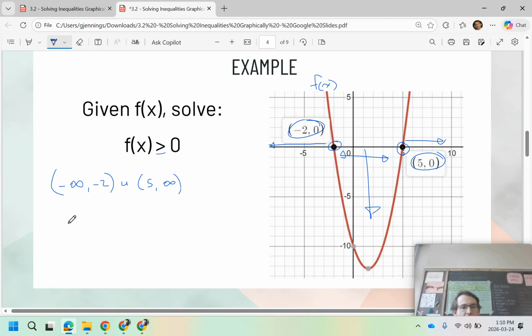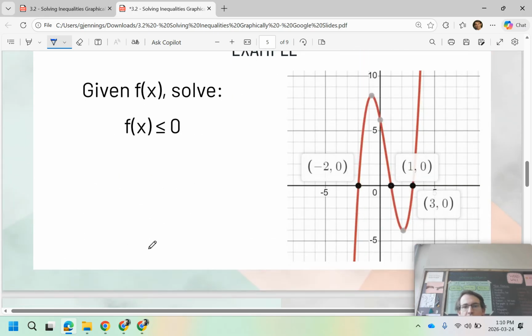If I were to say x is of the reals, and x is both, we could say x is less than minus 2, or, sorry, I should say or, because it's the union of those two things, or x is greater than 5. And those are the times when the function is positive.